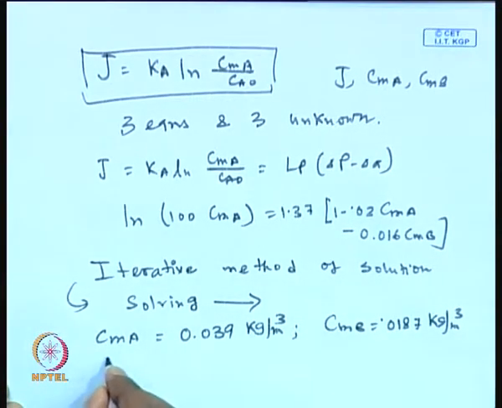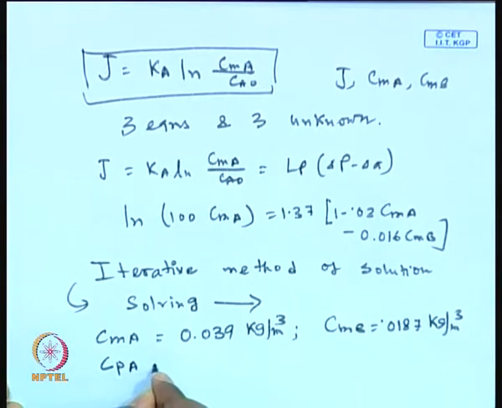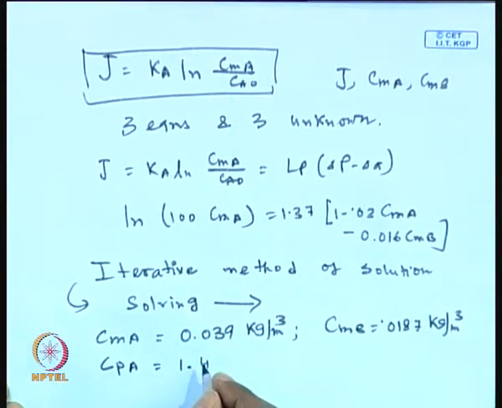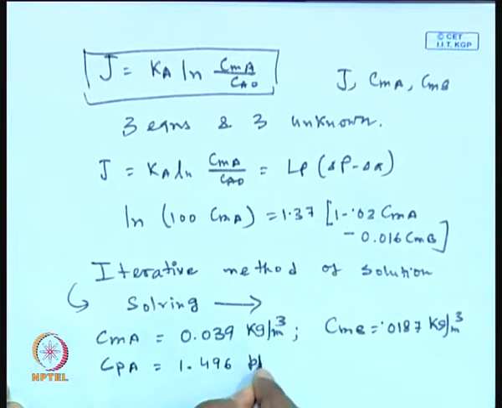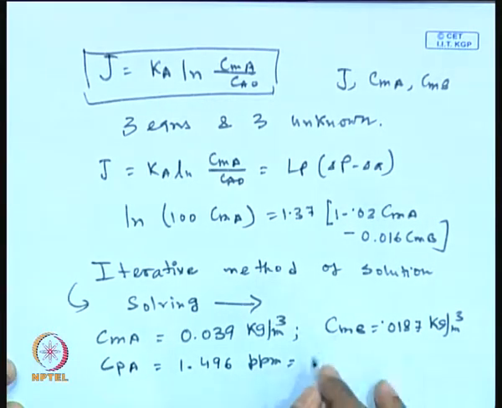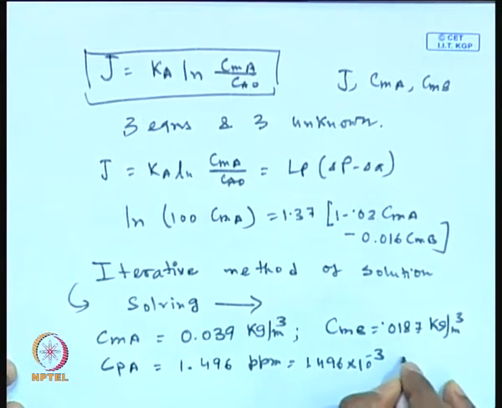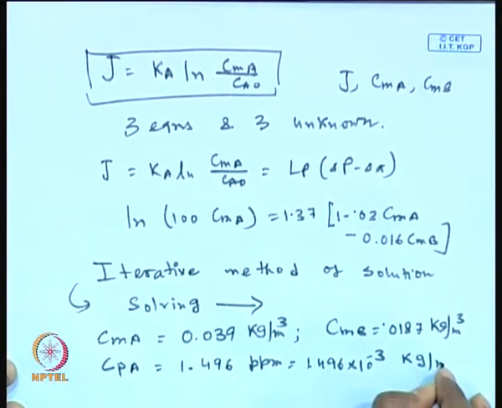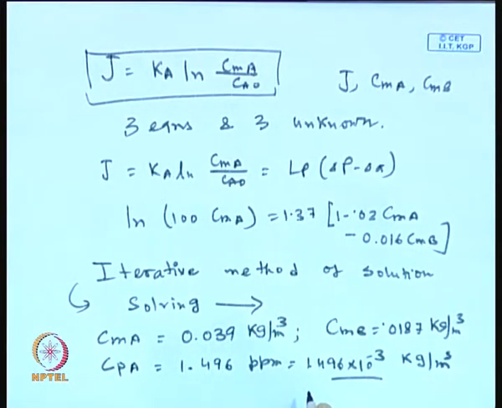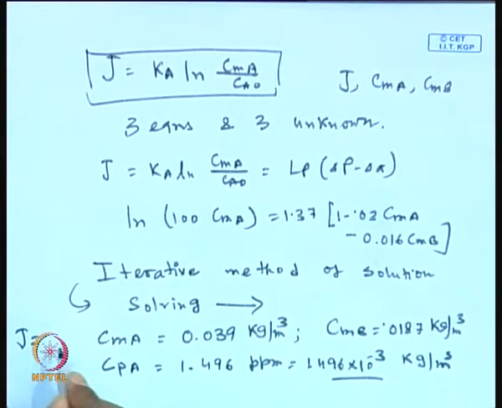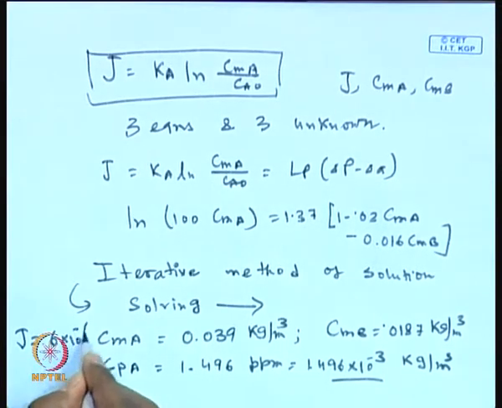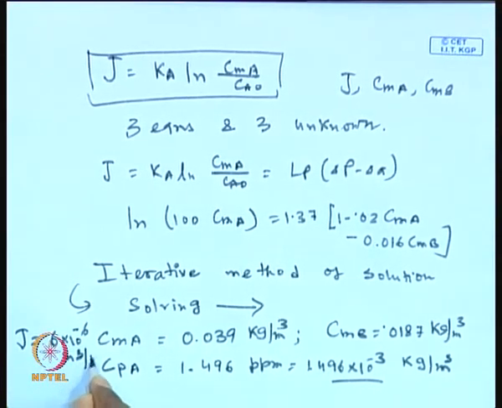So, in the permeate, CPA turns out to be 1.496 ppm, or 1.496 into 10 to the minus 3 kg per meter cube. And the value of permeate flux J turns out to be around 6 into 10 to the power minus 6 meter cube per meter square second.